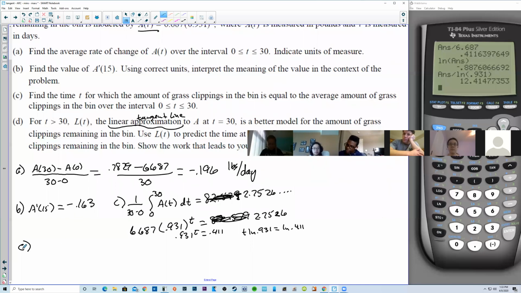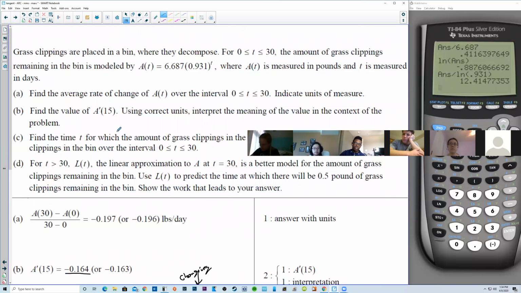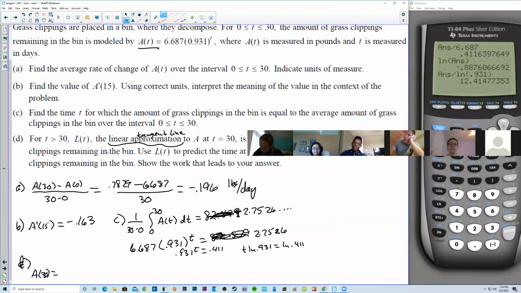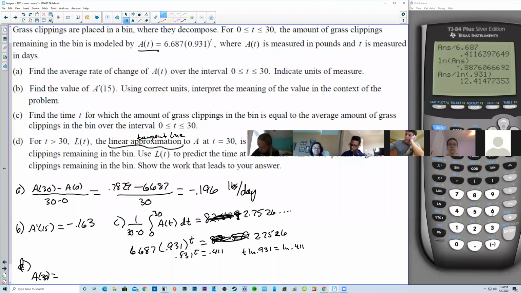That's letter C. Letter D. The linear approximation. So I need A of 30 and A prime of 30. Let's speed it up a little bit. We can do this on the calculator. 6.687 times 0.931, we're going to raise that to the 30th power and get an answer. So there's the point, 0.7829. I'll keep the values in the calculator.